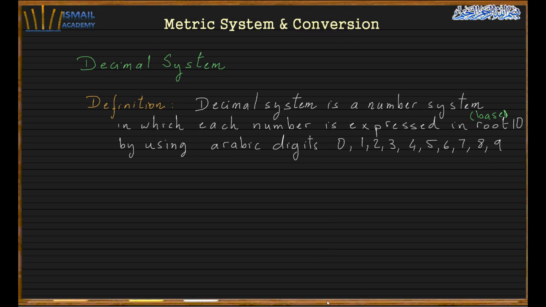What do we mean by root 10? In fact, root 10 means each place value is 10 times the previous one. That's exactly the idea behind root 10 here: each place value is 10 times the previous one.